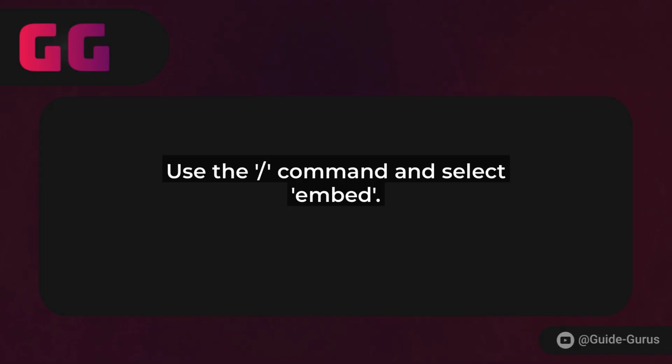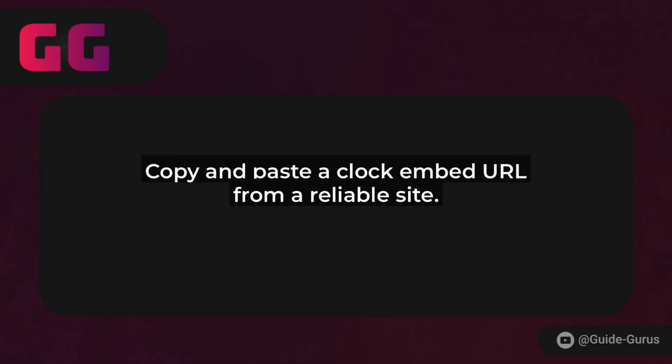Step 4. Paste that URL into the embed field in Notion. You can adjust the size or settings if needed to make it fit your page perfectly. Step 5. Hit enter, and voila, your clock should appear right on your Notion page. It's that straightforward.